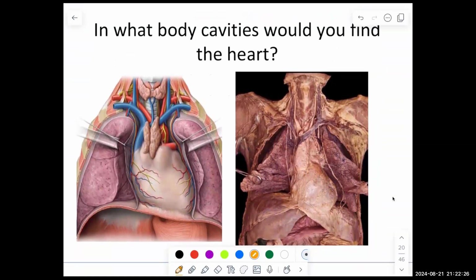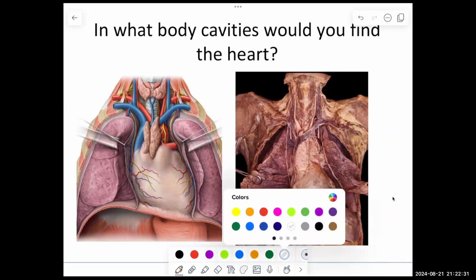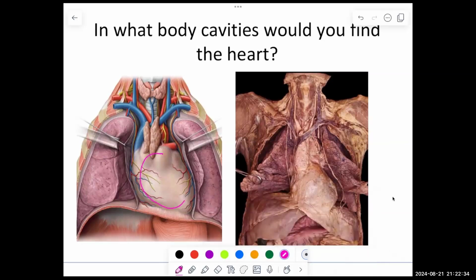So like this question, in which body cavities would you find the heart? Here's the heart. I expect you to tell me three. What cavities is it in? Pericardial is the most specific one. Good. Thoracic is the next one. And ventral. So the ventral is the biggest overarching one, then thoracic, then the most specific is the pericardial cavity.